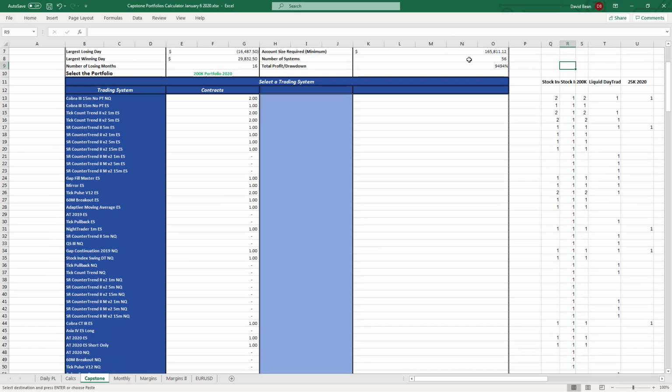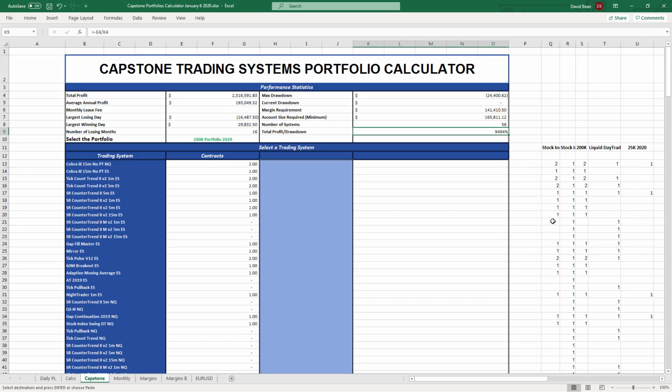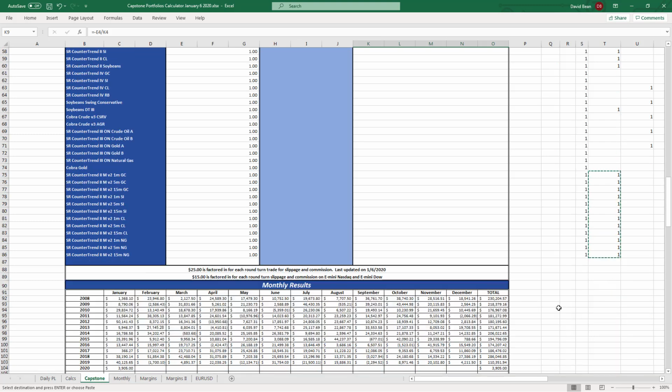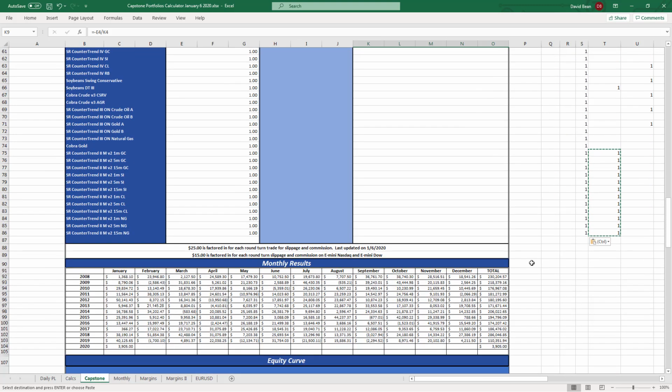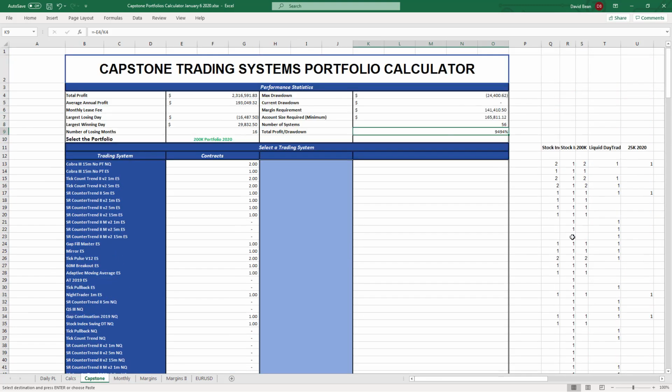We could probably boost this number even more if we change the ratio of contracts in the stock indexes. It would require more capital to do that. So that is what we're looking at for the latest portfolio calculator. You'll be getting the spreadsheet if you have the All Strategy Access.